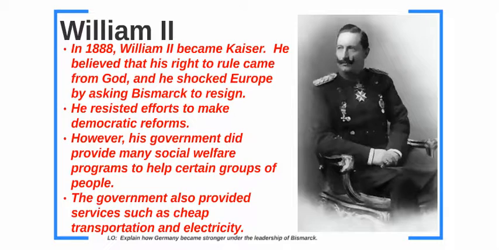And this brings us now to William II. In 1888, William II became Kaiser. He believed that his right to rule came from God, and he shocked Europe by asking Bismarck to resign. He resisted efforts to make democratic reforms. However, his government did provide many social welfare programs to help certain groups of people. The government also provided services such as cheap transportation and electricity.